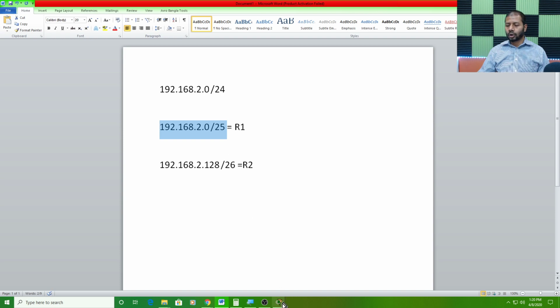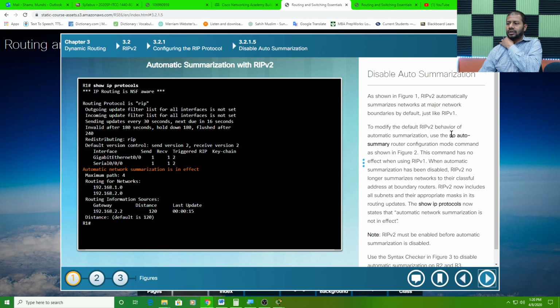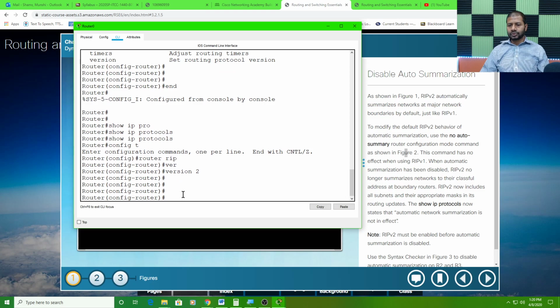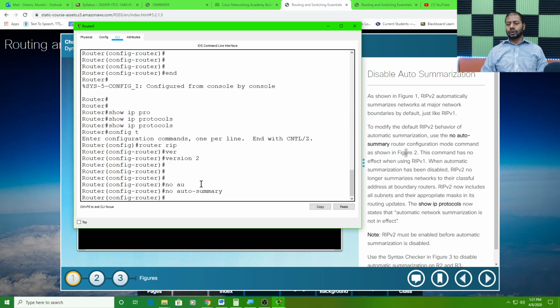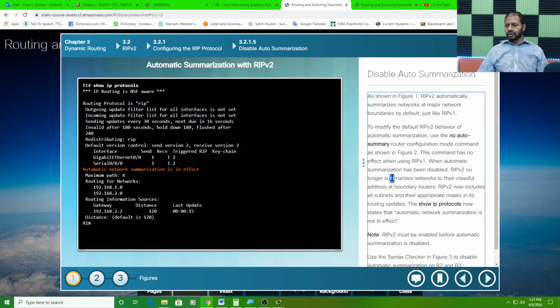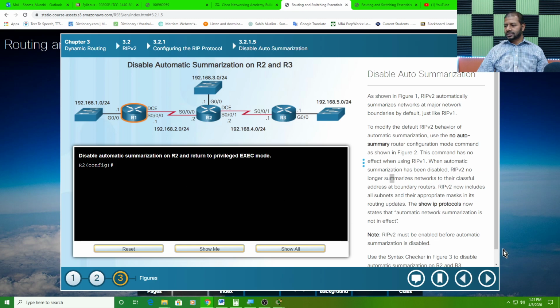So I want to disable the auto summary. What I do is use the no auto summary command, so that it will not summarize the route. It's going to keep the route as is. Let me show you by typing the command. I'm in the RIP mode still. I just enabled version 2, so it's always going to be version 2 now. Now I would like to say no auto summary. I just type no and AU, see, no auto summary, tab. Boom. So it will no longer summarize in RIP. This little command they're going to teach you here. See, it shows no auto summary. Now they want you to practice. Let's move on.